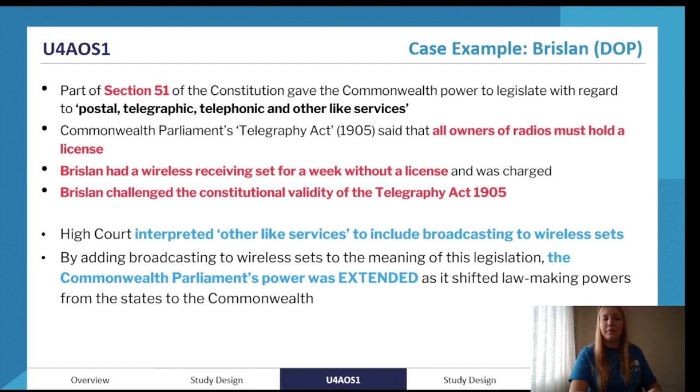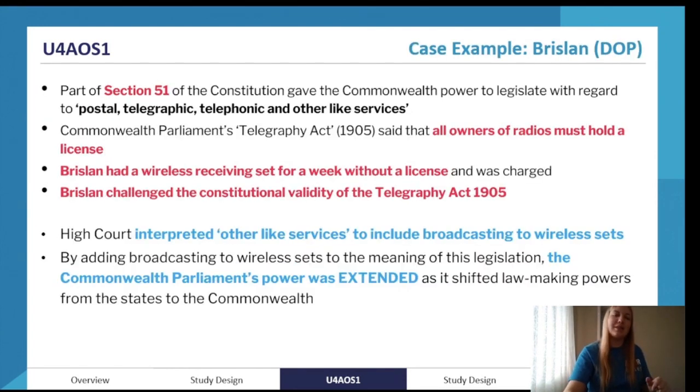So Brislin might have thought that the states should have this power, not the Commonwealth. However, this was another instance in which the common law expanded the Commonwealth lawmaking powers and simply validated that Section 51, yes, this is a power of the Commonwealth. The Telegraphy Act 1905 is valid.